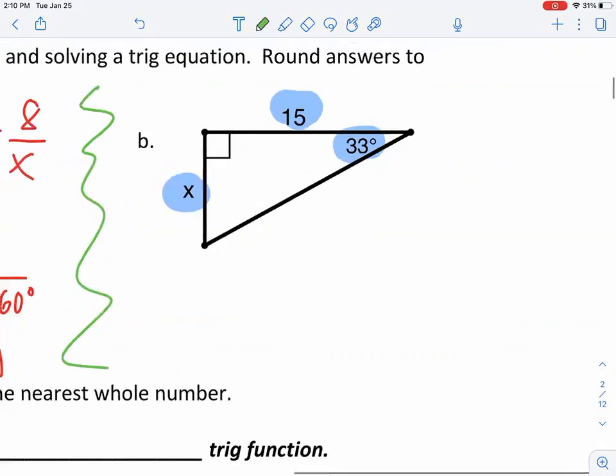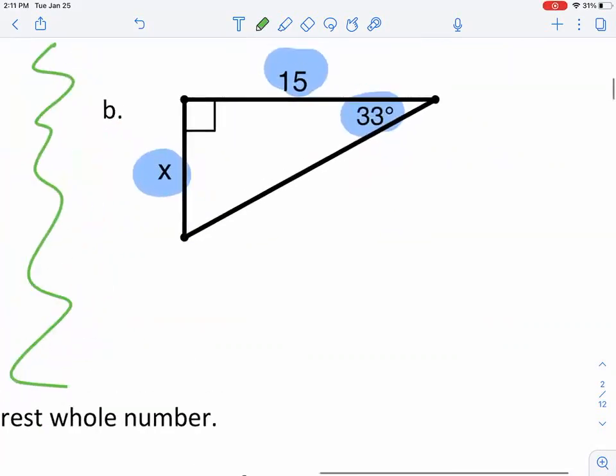So we would set up our ratio as the tangent of 33 degrees is equal to our opposite, which is x, over the adjacent, which is 15.